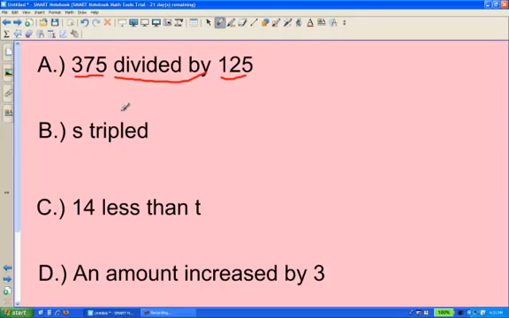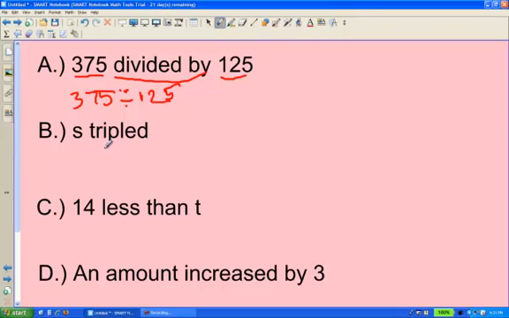So in the end, I'm left with 375. I can now put in the division sign. Oh, I should bring that dot closer over here. Ignore that other dot. And we have 125.